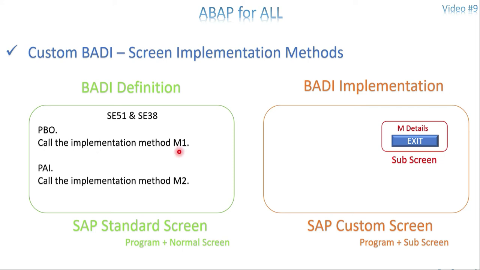So you have to use GET BADI, sorry, first GET BADI and then CALL BADI, where you call the particular method. Either M1 comes in a PBO module and M2 comes in a PAI module. This is the way they design which method is for PBO and which is for PAI. As a developer, we need to find out which one is for PBO and which one is for PAI. Then we can do the implementation in our BADI implementation part. Method M1, do whatever you want, method M2, do whatever you want. So this is the entire design of screen enhancement in BADI.